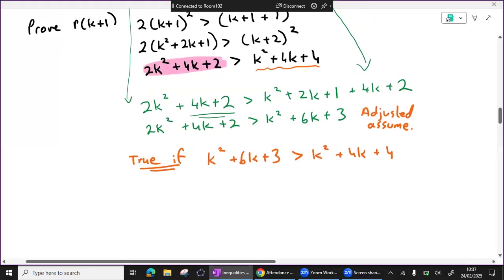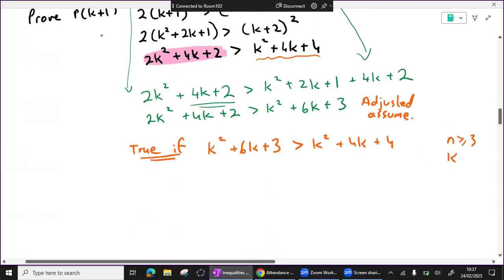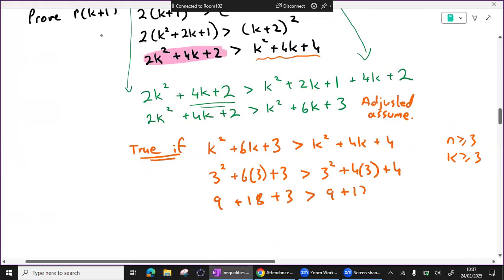So remember, the restriction was n had to be bigger than or equal to 3, which means k has to be bigger than or equal to 3. So let's try 3 and see if it makes sense. So just filling in my 3 and seeing if it makes sense. So 9 plus 18 plus 3 is 30, and that is going to be 9 plus 12 plus 4, which is 25, isn't it? So we will end up getting 30 is bigger than 25. That is true. Okay, we now know that it is true.